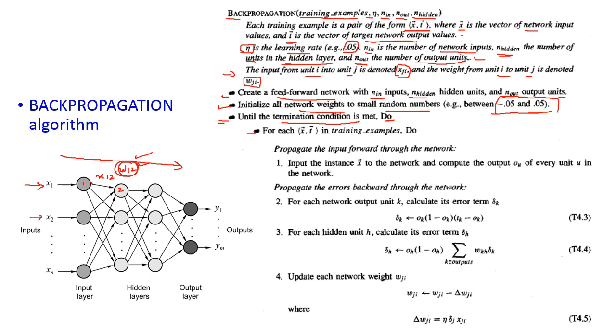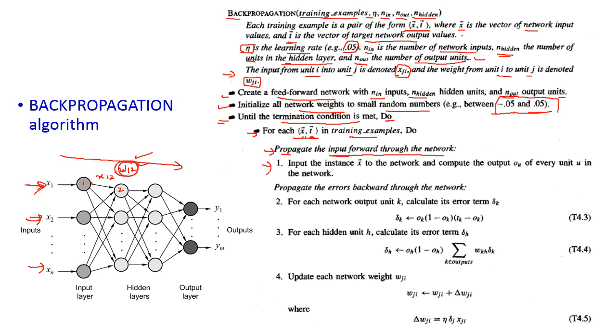For each training sample (x, t), where x is the input value and t is the target output value, we have to do the following things repeatedly. What are the things? Propagate the input forward through the network. The input values will be given to the network and that will be propagated throughout the network.